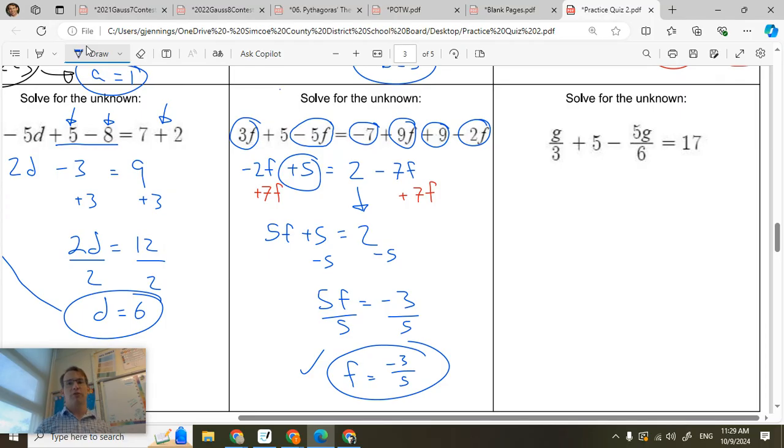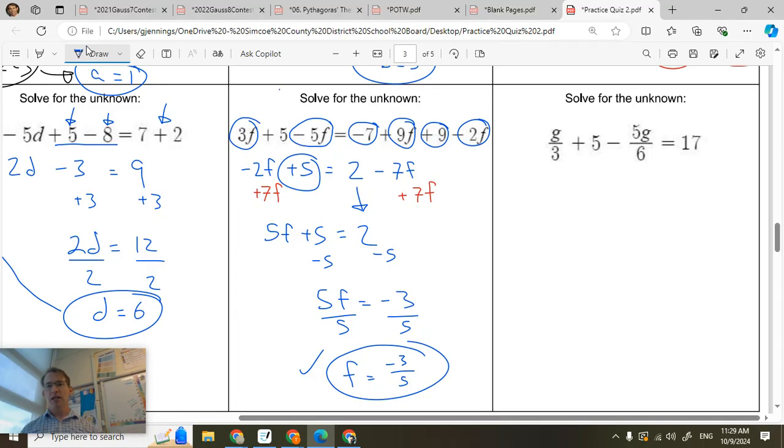Don't worry, fractions are your friends, dirty though they may be. Speaking of dirty fractions, here is 1/3 g minus 5/6 g. So I may want to work out what 1/3 minus 5/6 is, because that's how many g's I'm going to have when I collect my like terms.